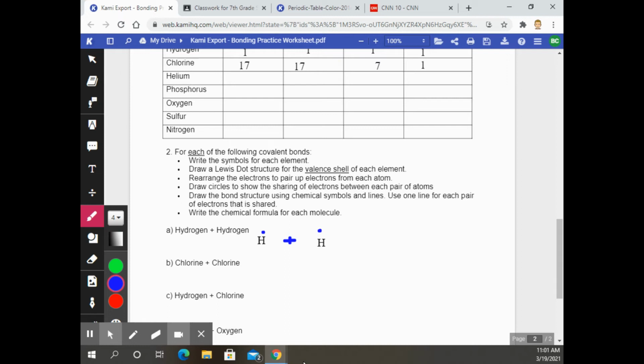So now we show this by making a line. We show these by making a line. So hydrogen here, hydrogen plus hydrogen is going to be shown like this.